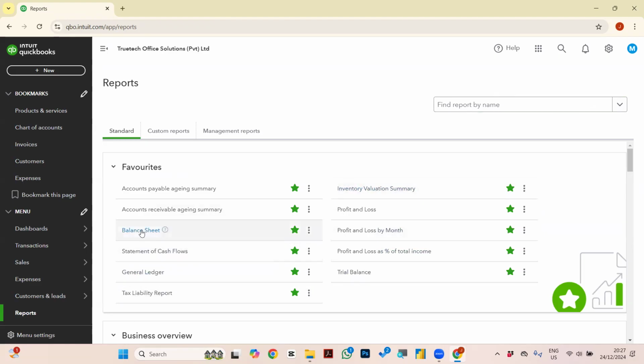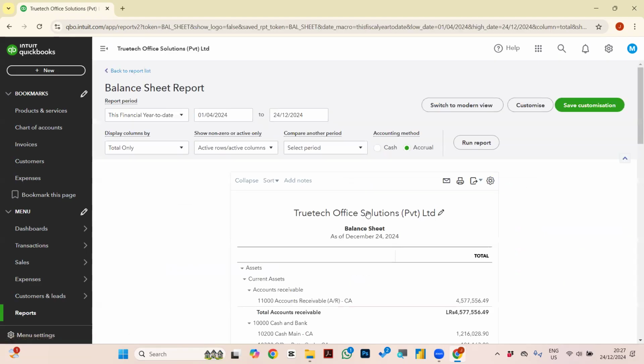Okay, next one, I want to show you the balance sheet. Now we have seen the trial balance and income statement. I'm also showing you the balance sheet. So 1st of October till 31st October. You can also compare the balance sheets.